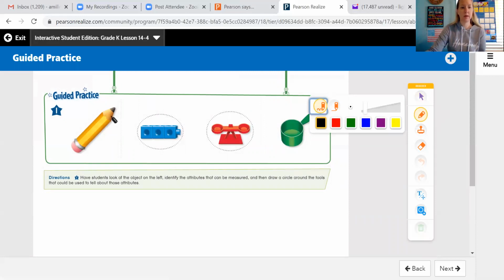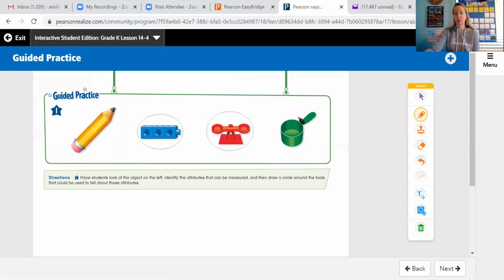And number 1, we are going to look at the item over here on the left, which happens to be a pencil, and decide: can we use the cube train to measure the height or length? Can we use a balance scale to measure how much it weighs? And could we use a measuring cup to find out how much a pencil holds? All right, so they did this one for us. We could figure out the length or height with a cube train. So go ahead and circle that.